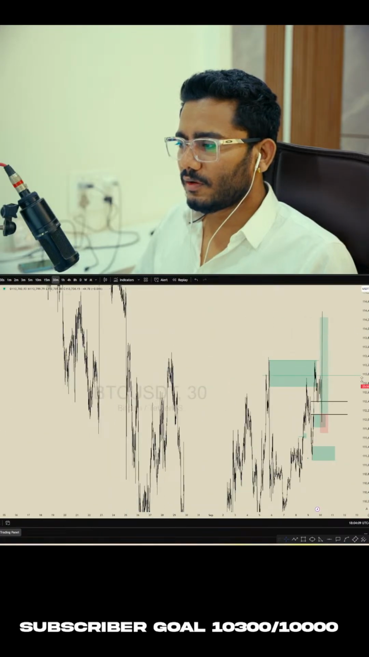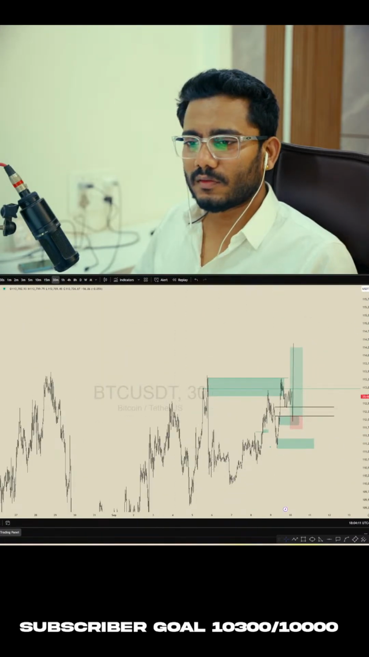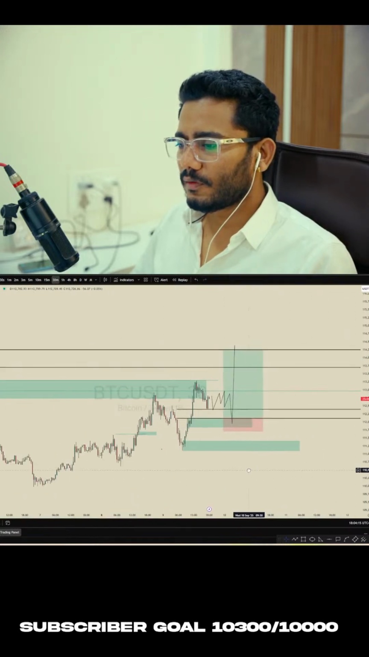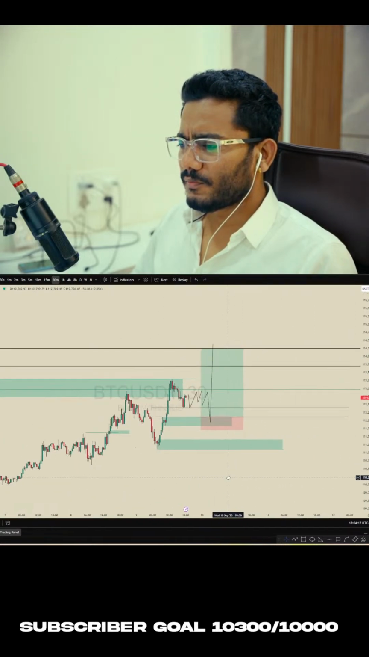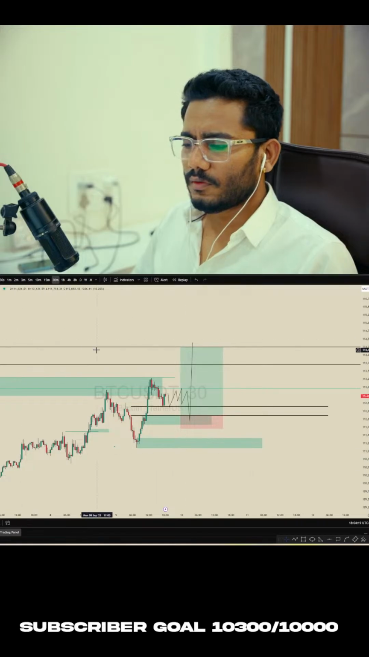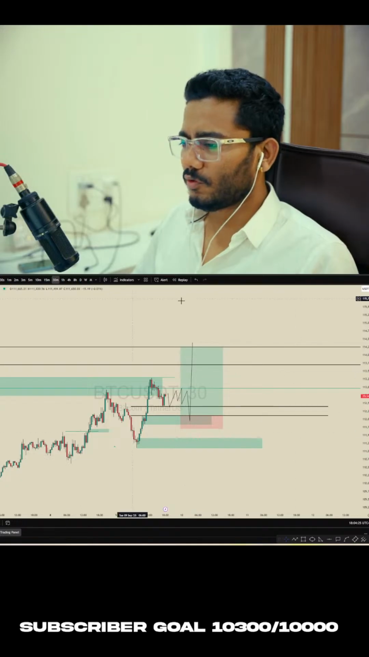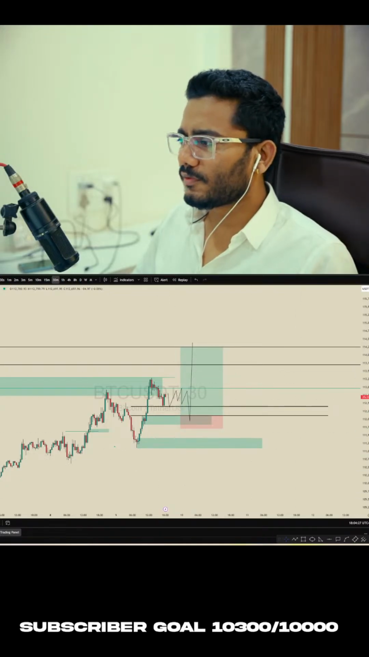On the 30-minute chart, there is an imbalance above this area. So this is one setup, and if price breaks this, then we can look for buy from here. You can look for change of character for extra confirmation.